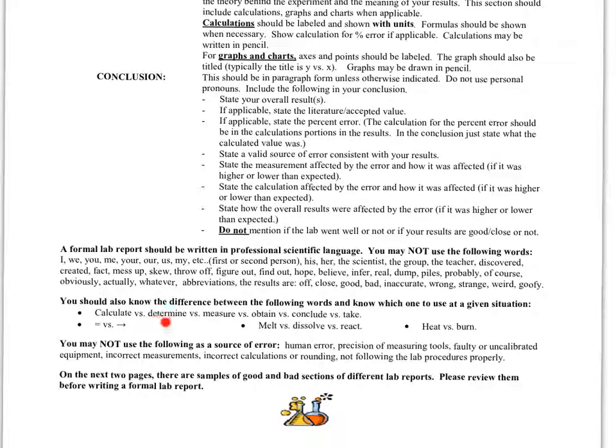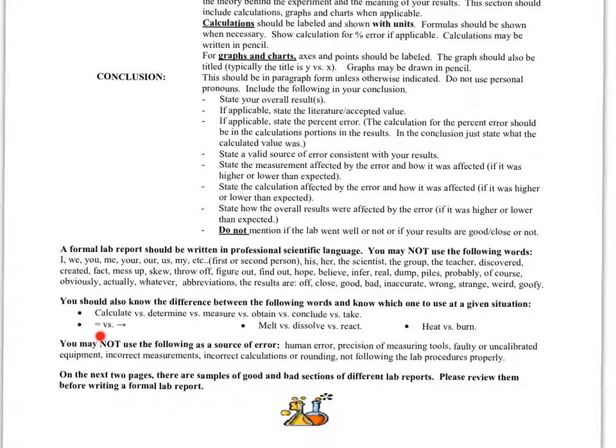Some words to be careful with. Be careful with the word calculate versus determine versus measure versus obtain versus conclude versus take. So use the appropriate word. For example, we don't say we take the mass of my sample. You say the mass was measured. The mass also was not calculated, it was measured. And so be careful with those words.